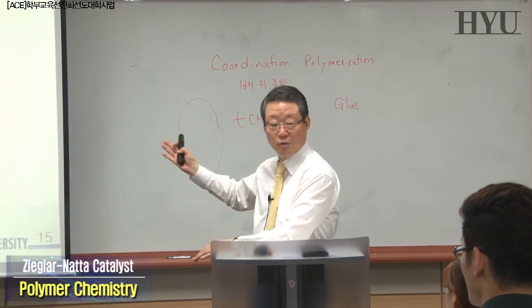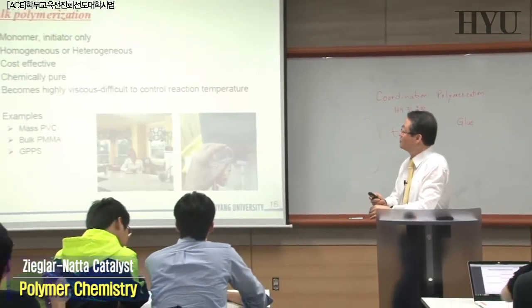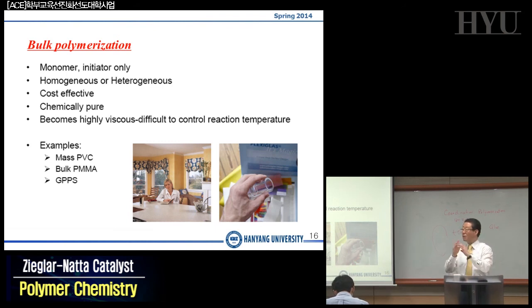So let's go through each of the polymerization systems, from bulk to emulsion. Bulk polymerization uses only monomer and initiator. It's very cost effective and chemically pure, but the viscosity is an issue. Viscosity increases very abruptly, and it is very difficult to control the temperature as well. Examples might be the mass production of PVC, PMMA, and GPPS.